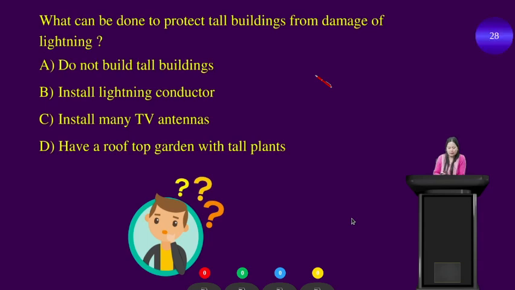What can be done to protect tall buildings from damage of lightning? Option A is do not build tall buildings. Option B is install lightning conductor. Option C, install many TV antennas. Option D, have a rooftop garden with tall plants. Yes, students?